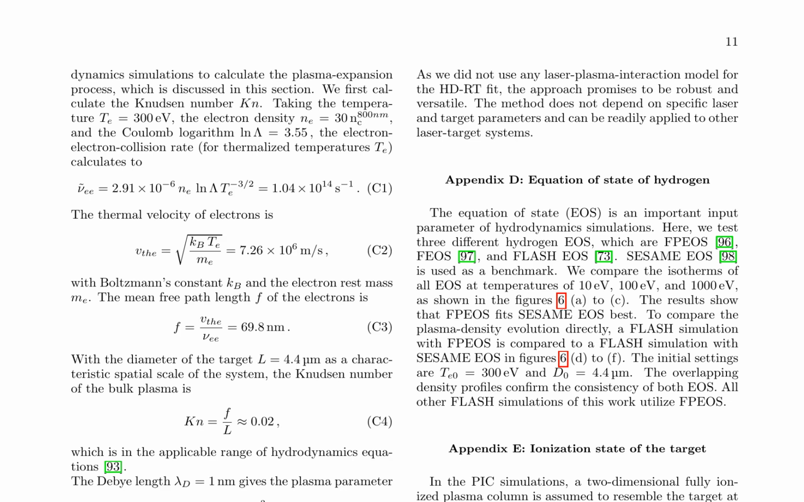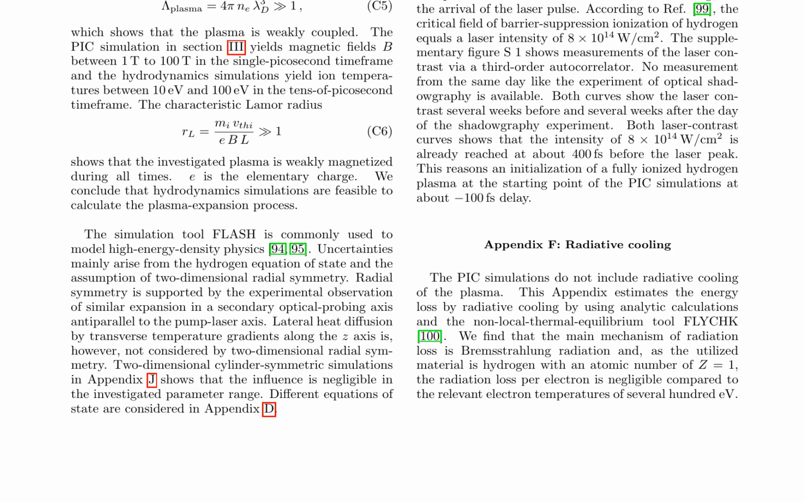The authors utilize the simulation tool FLASH, which is commonly used for high-energy density physics. However, uncertainties arise from the hydrogen equation of state and the assumption of two-dimensional radial symmetry. To address these uncertainties, the authors test three different hydrogen equations of state, EOS, FPEOS, FEOS, and FLASH EOS, and compare them to the benchmark SESAME EOS.